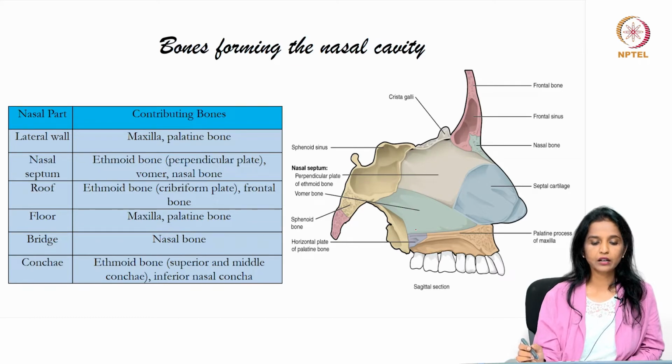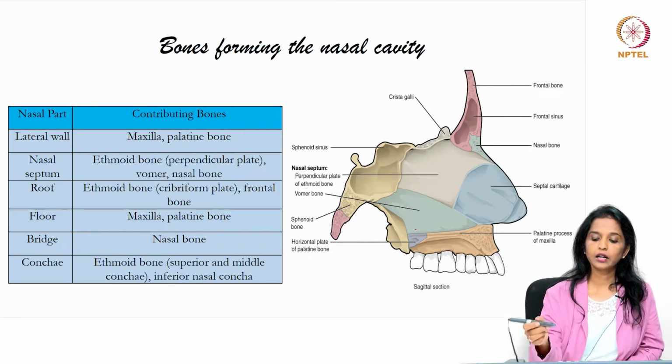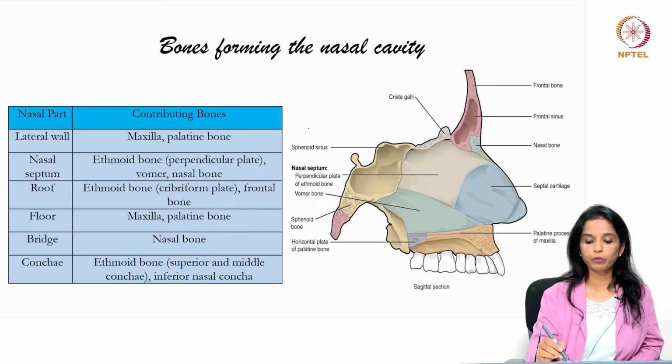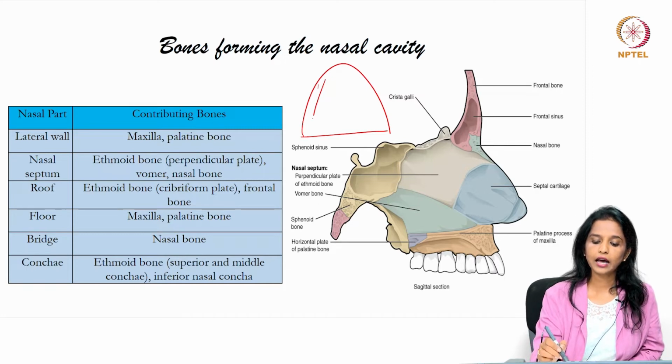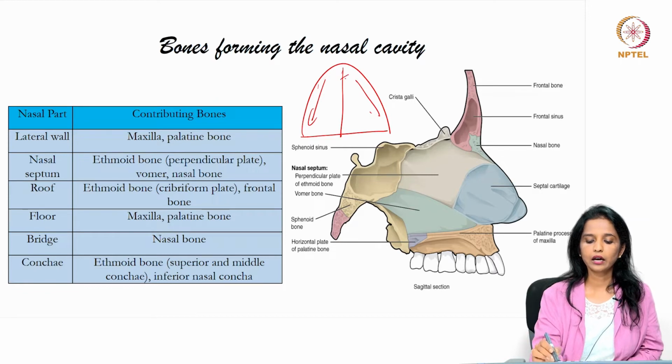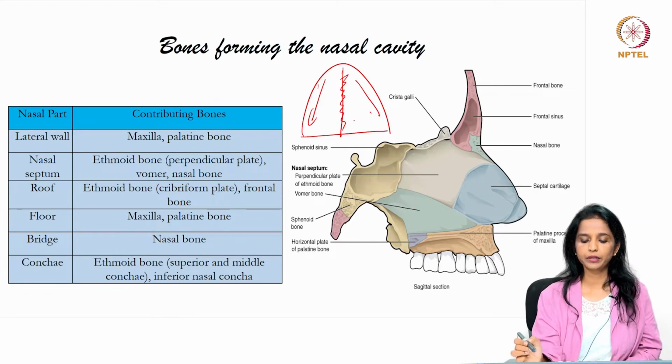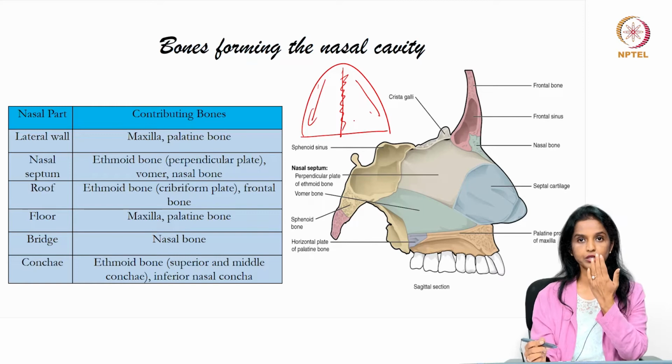Here again, the bones forming the nasal cavity, as already seen in the concha bone reading, we know that there is a position like this. So, you can have an approximate figure like this. These are the lateral nasal walls, and then you have the midline septa. So, this is the septa. I am giving a picture from the frontal view.